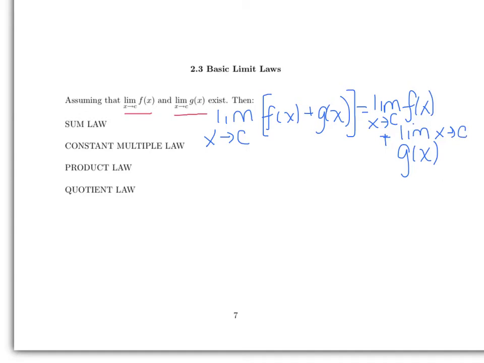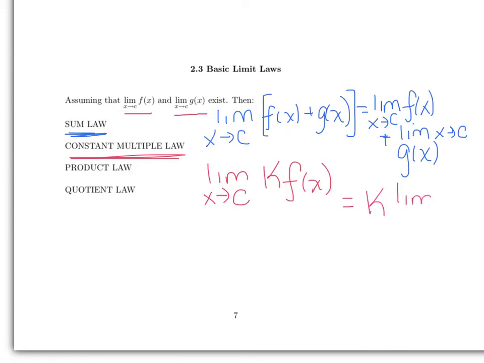The constant multiple law, so this is the sum law. The constant multiple law says if we have the limit as x approaches c of some k times f of x, that we can take that k outside of the limit. That's the same as k, limit as x approaches c of f of x. And that actually really just comes from this first law, because if you think about k f of x, that means you have k f of x's. So f of x plus f of x plus f of x plus f of x so many times. So that's really the same thing as this first sum law, but just applied multiple times.